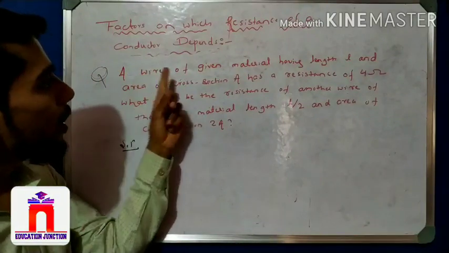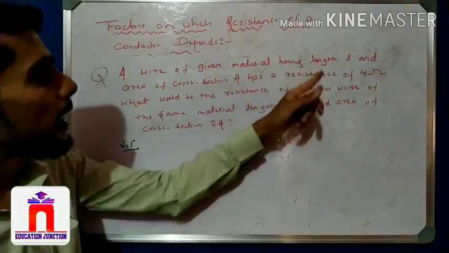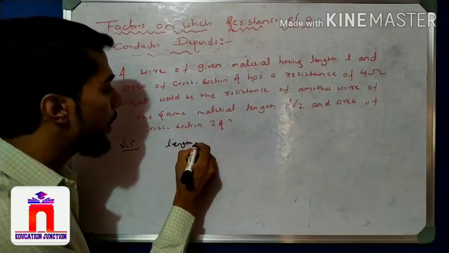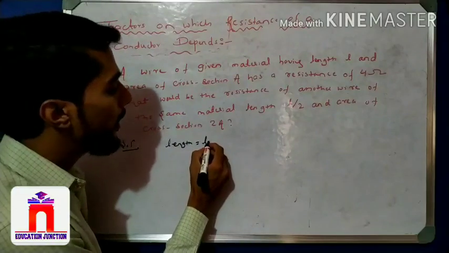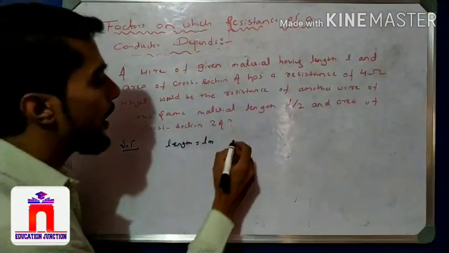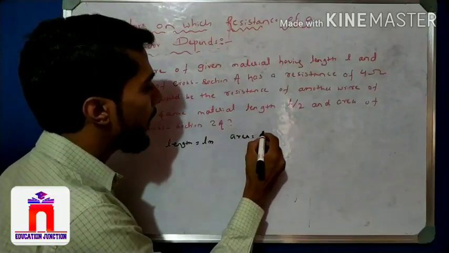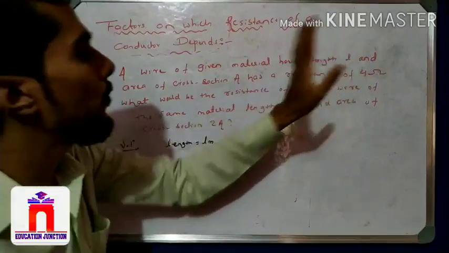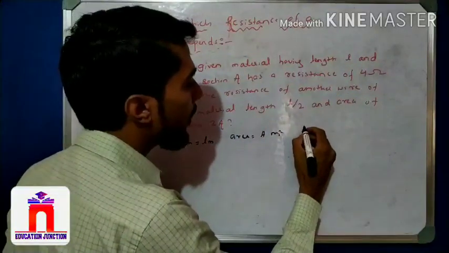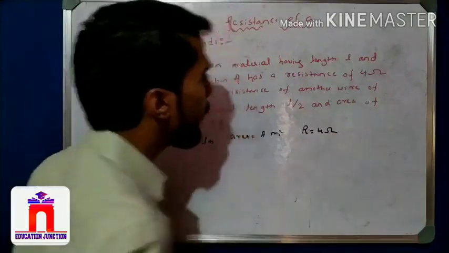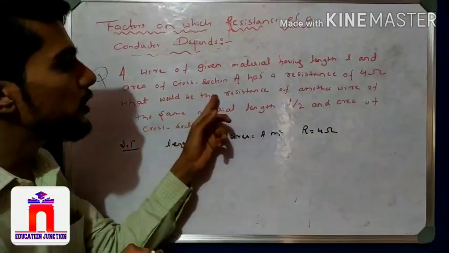Here a wire of given material has length L. Length is L meter, and area of cross section is A, meter square. The wire has a resistance given. Here I take the resistance as 4 ohm.